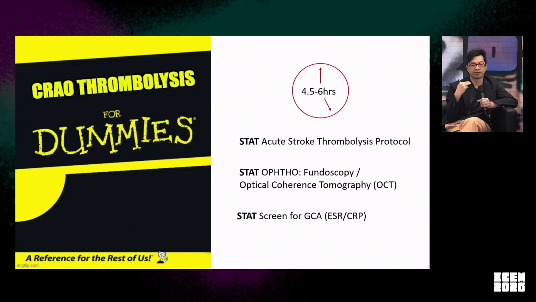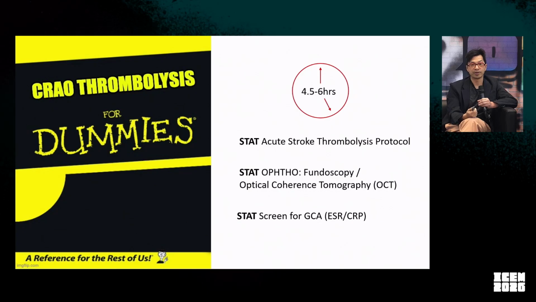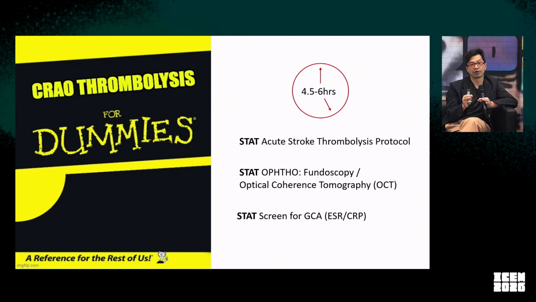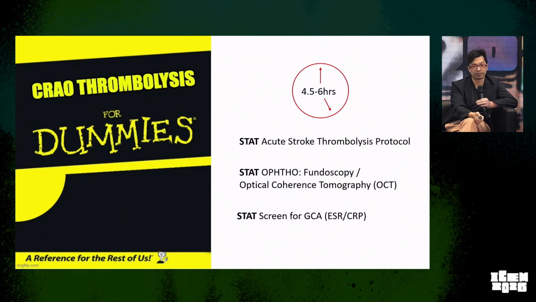And the other thing that needs to be done, and this is our job as emergency doctors, is to do a stat screen for giant cell arteritis, because that is in the differential for someone who suddenly loses monocular vision. And that might mean you want to order an ESR or a CRP, because we want to make sure we're not lysing someone who we could actually treat with steroids, and their vision will get better with steroids alone.